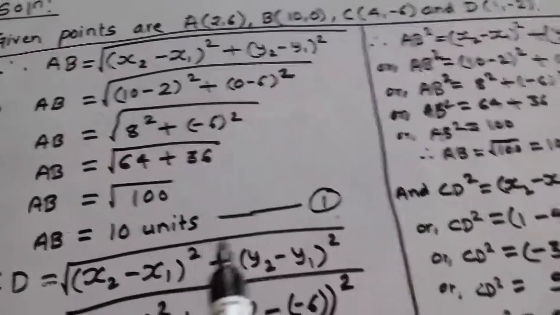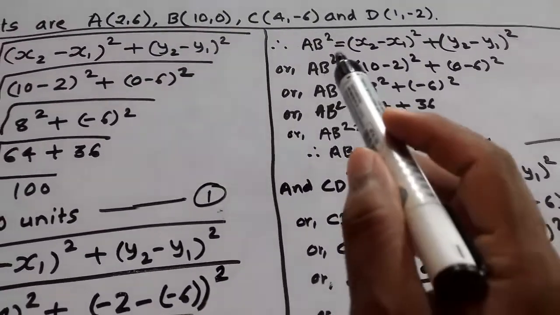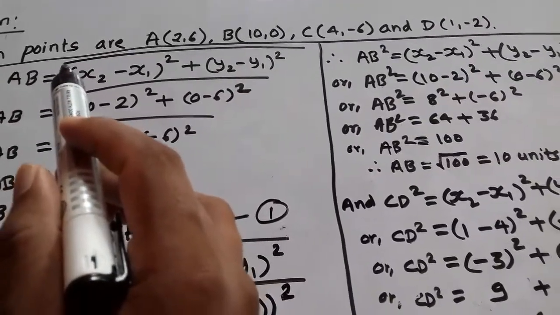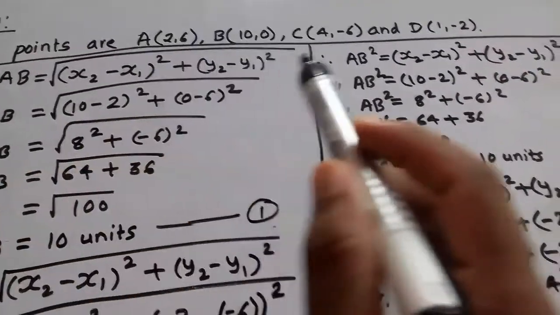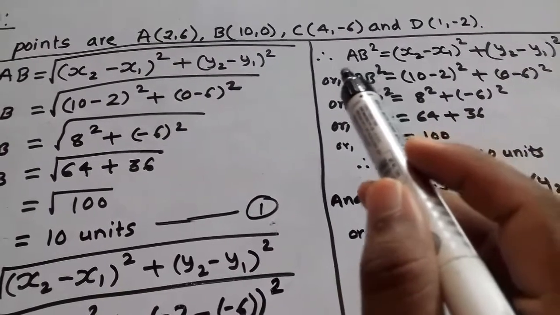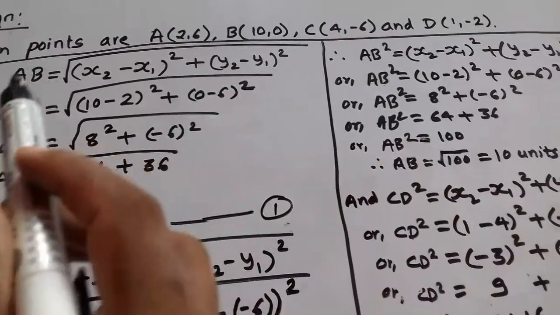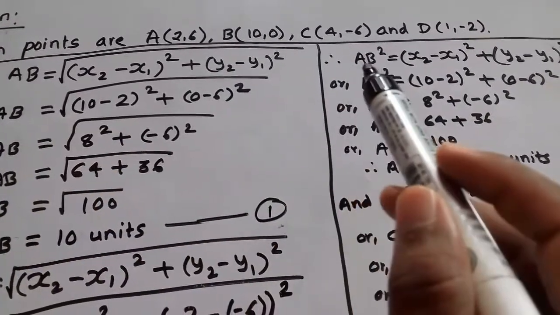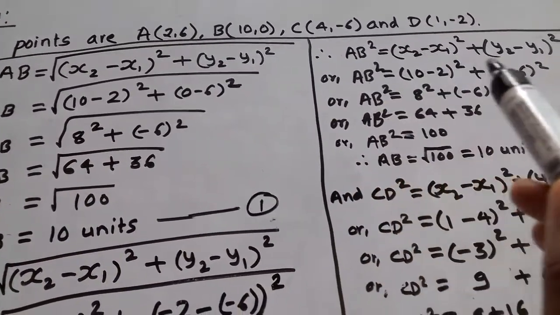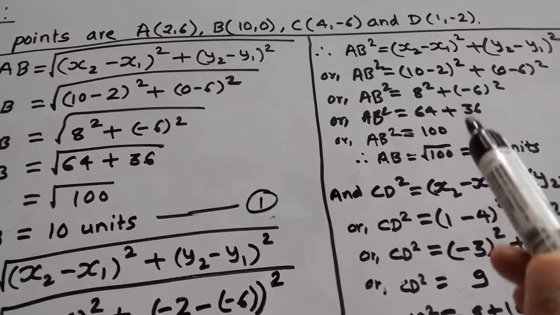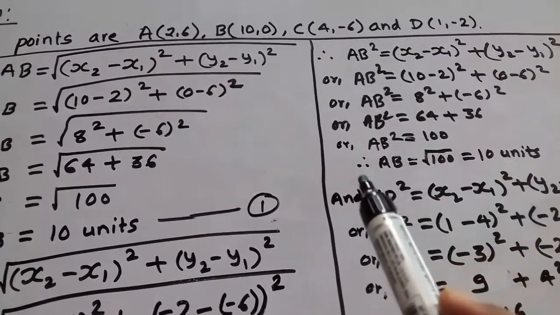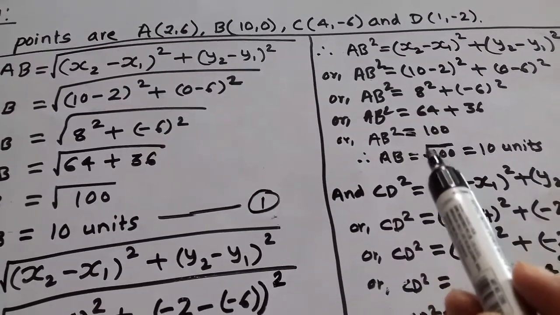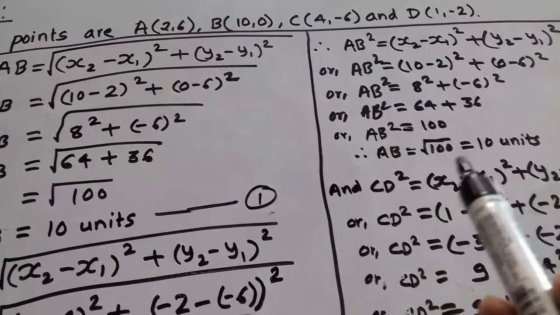of 100 is 10. On this side we have written AB square, just the square root is removed when we write the square on this side. When we write without the square, then the root will be on this side. When we write the square, then the root is not written here, and other things are the same. And at last finally we have to find AB again by this process.